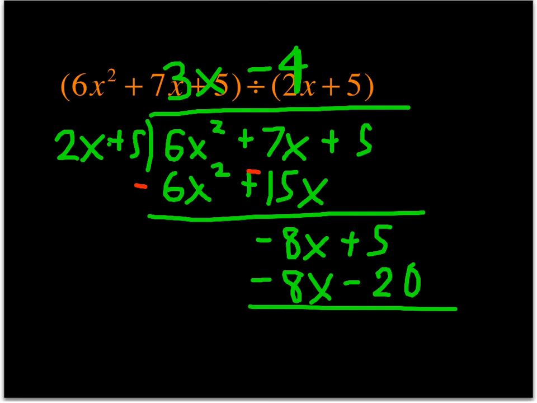Once again, I'm going to change my signs here because I'm subtracting. That's a plus, that's a plus. And so what I end up with then is 25 down here. Now I run into a little problem because what can I multiply 2x by to give me 25? I can't. So we call that 25 then the remainder. So that's it, and that's my answer. My answer would then be 3x minus 4, and then I might say remainder of 25, or I might write it as a fraction.